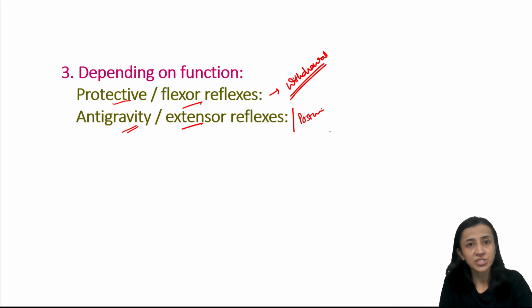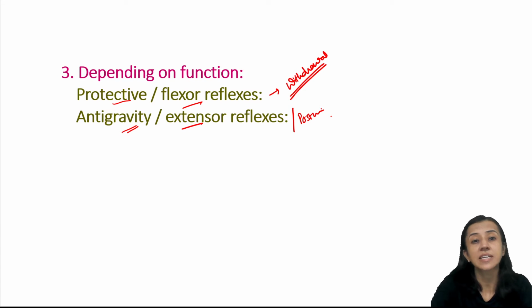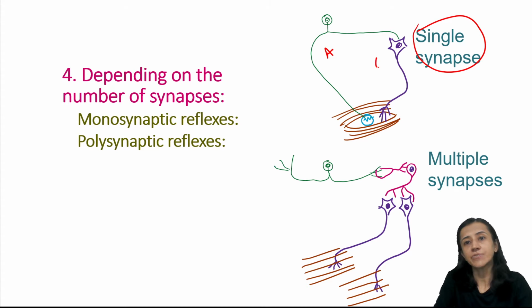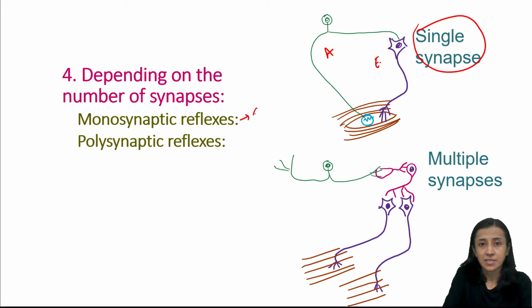Depending on the function, they are protective or flexure reflexes and anti-gravity or extension reflexes. Then, depending on the number of synapses, they are monosynaptic reflexes and polysynaptic reflexes. Monosynaptic reflex means that in the reflex arc only one synapse is present between afferent and efferent nerve. So that is monosynaptic reflex. Your stretch reflex, that is the basic postural reflex, is a monosynaptic reflex.